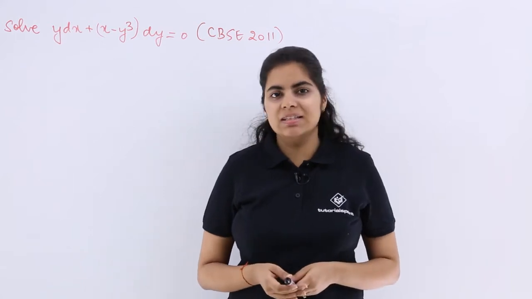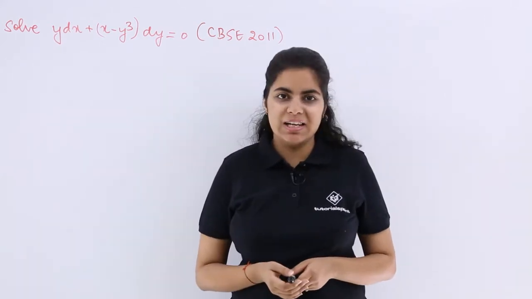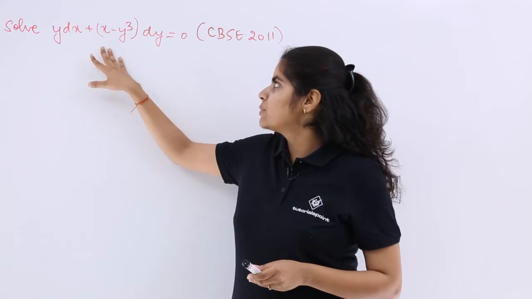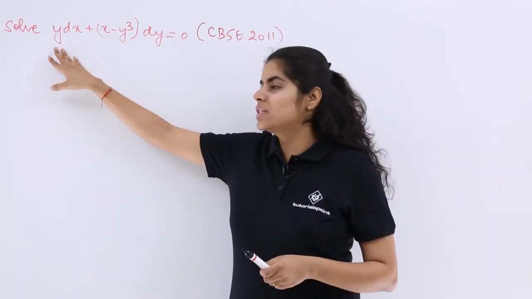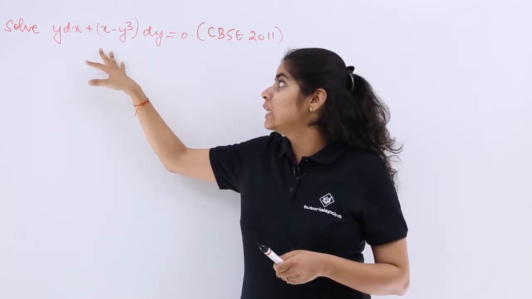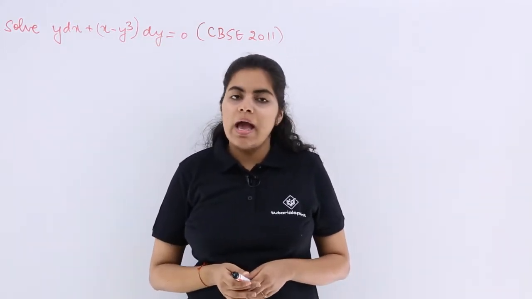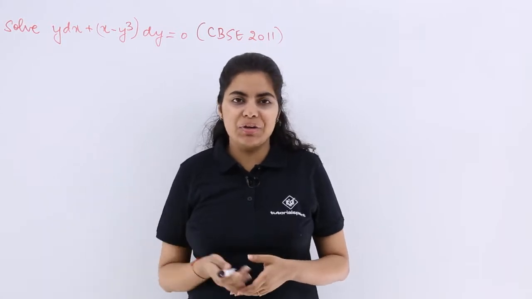Let's see this question asked in the CBSE examination year 2011. It says, solve y dx plus (x minus y cube) dy is equal to 0. As you can see, dx is associated with y, dy is associated with x minus y cube. And it is definitely a linear differential equation.